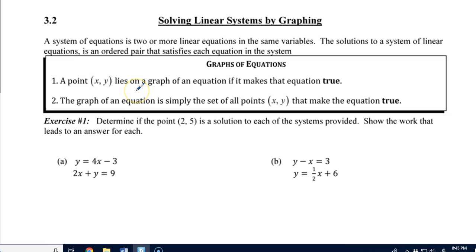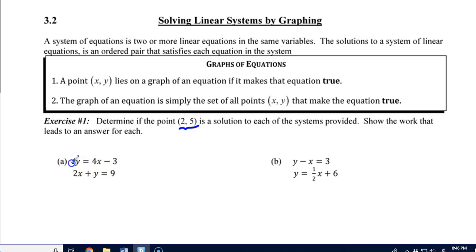So in terms of relating graphs to equations, as it says here, we've got a couple points here. A point that's an x and a y lies on the graph of an equation if it makes that equation true. If I sub in the x and the y and it makes both sides equal, right? And the graph of the equation is all those points that make the equation true, right? So we're going to determine if this point, 2, 5, is a solution to each of the equations.